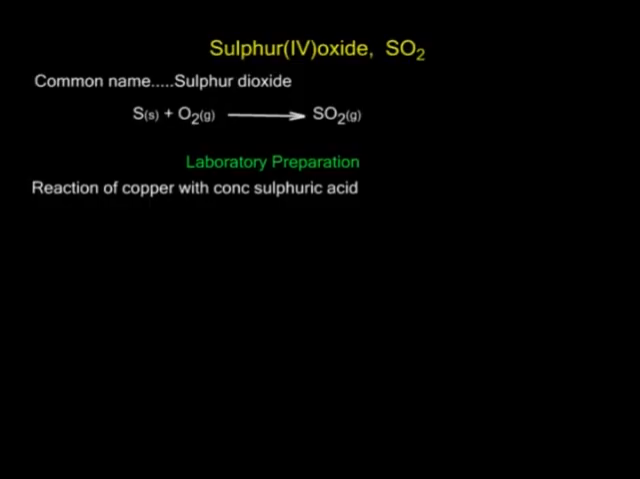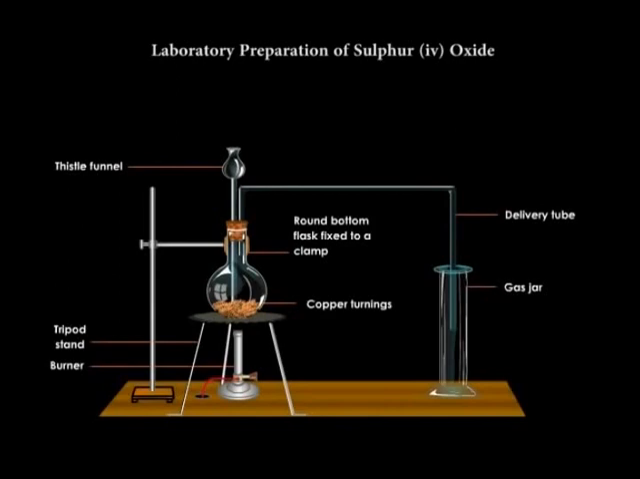In the laboratory, sulfur 4 oxide is prepared by reacting copper turnings with sulfuric acid. The apparatus required and their arrangement is shown here. Copper turnings are taken into a round-bottomed flask. Concentrated sulfuric acid is poured into the thistle funnel until it covers the copper turnings. The flask is gently heated.